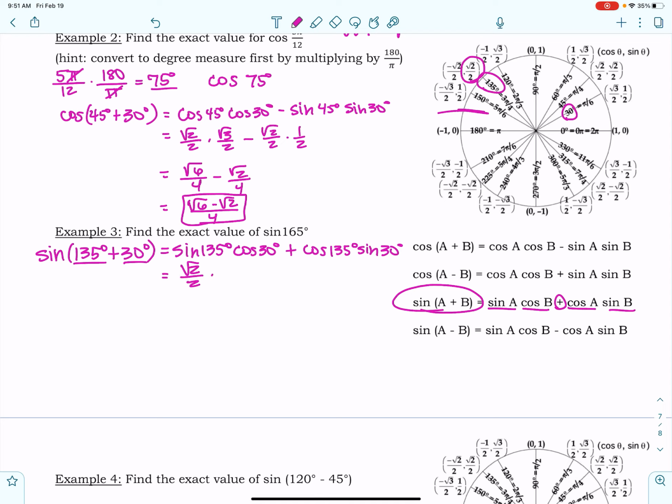The cosine at 30 is this one. The cosine at 135 is negative radical 2 over 2. And the sine of 30 is 1/2. Radical 2 times radical 3, radical 6 over 2 times 2, which is 4. This becomes a negative now. Radical 2 over 4.